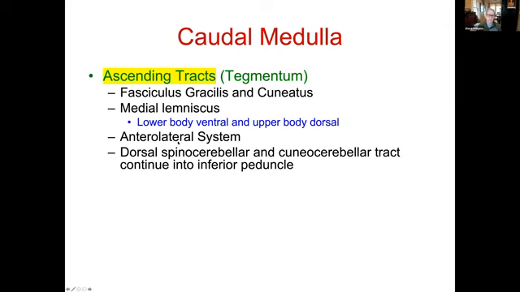We also will see the anterolateral system. Those fibers already crossed in the spinal cord, so these are still carrying contralateral pain and temperature information from the body. And then there are two other tracts that we mentioned when we did the cerebellum, the dorsal spinocerebellar and the cuneocerebellar tracts. Remember, these are carrying that unconscious proprioceptive information from muscle spindles and Golgi tendon organs from the limbs. The dorsal spinocerebellar is from lower limbs, the cuneocerebellar is from upper limbs, and they carry that information by way of the inferior peduncle into the cerebellum, which sits dorsal to the medulla, okay?